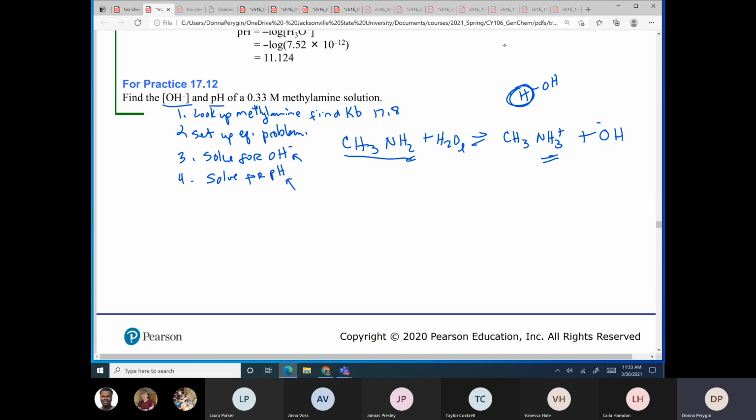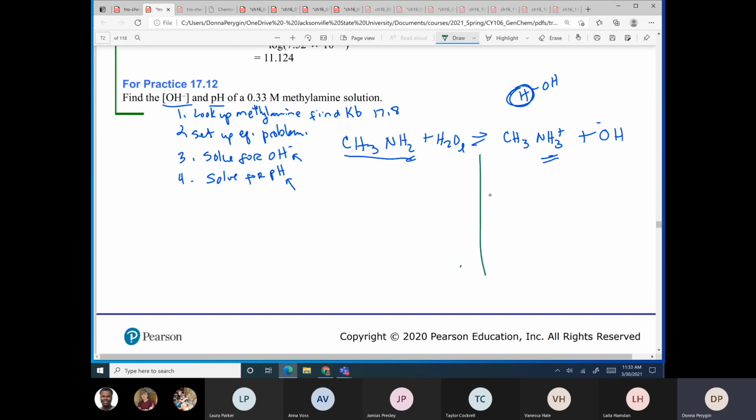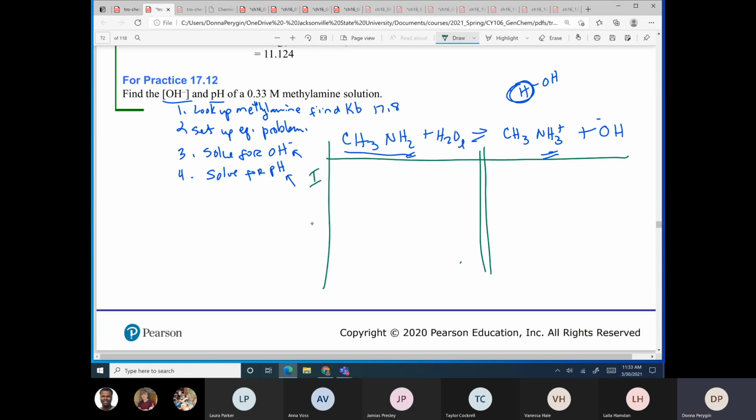So now we're going to set up an ICE table. I think I'll change colors for that. All right, so we're going to draw a double line between starting materials and products. We're going to draw initial, change, equilibrium here.